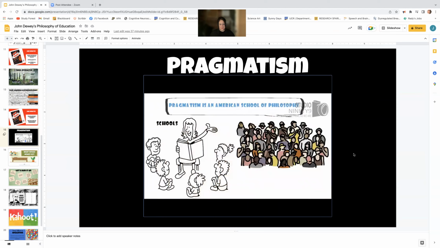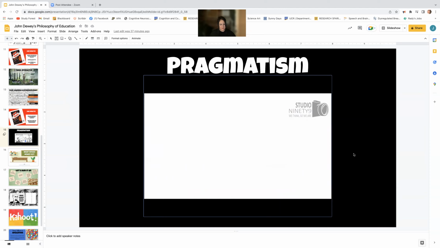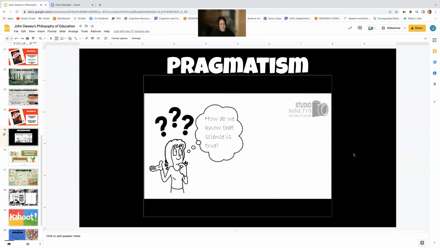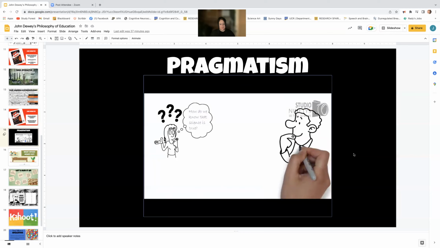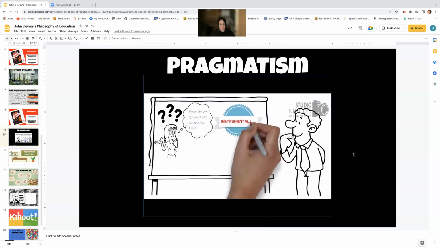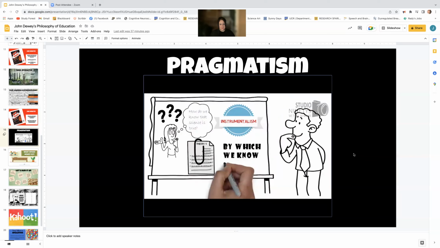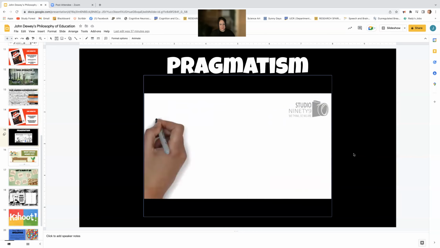Pragmatism is an American school of philosophy. It holds that if something is true, it is true because it works. How do we know that science is true? Well, look at all of the stuff that we can build using science. Dewey's specific form of pragmatism is called instrumentalism. That is when theories are the instruments or tools by which we know reality.